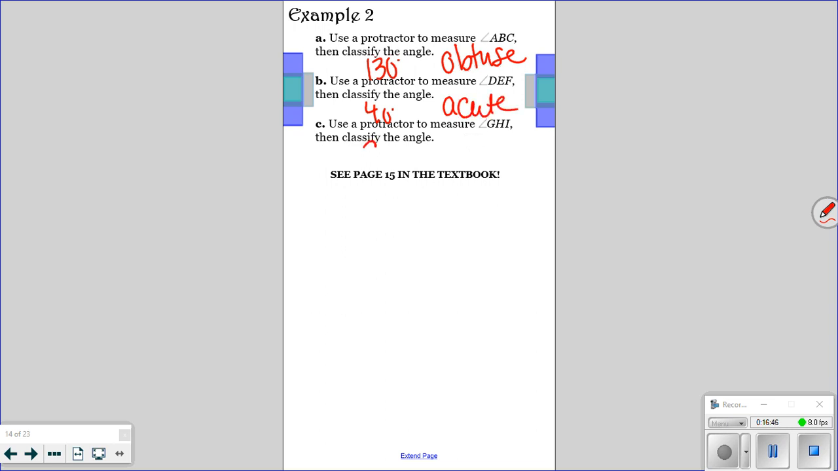And then for this 90-degree angle, that would be a right angle. So hopefully that helps you with protractors. If y'all need to pause the video and go over it with your neighbor, that's fine. It is kind of hard to show and explain from a video how to use a protractor.